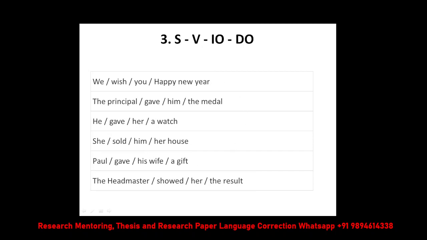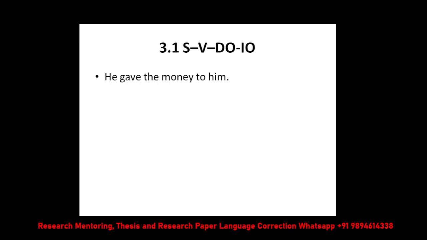So how will you identify the direct object? Simply ask what. We wish what? Happy New Year. The principal gave what? A medal. He gave a watch. She sold her house. Paul gave a gift. The headmaster showed the result. So this is direct and indirect object. I hope you clearly understand. Got it?